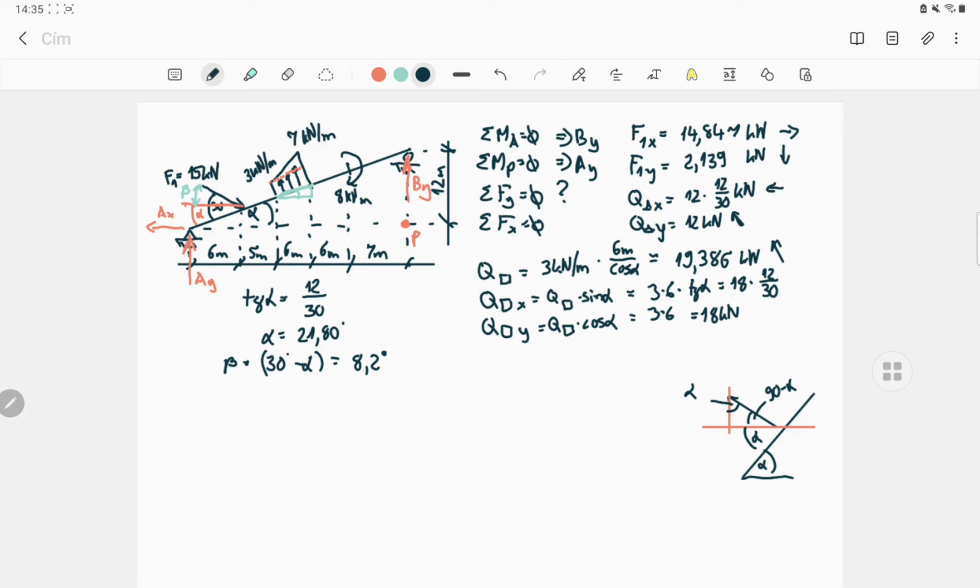X component is this one, and this is wrong because it's a y, and the y is going up. So up and left here too.